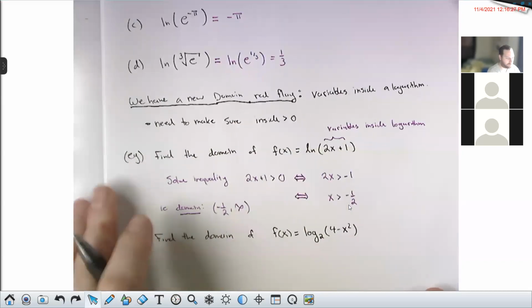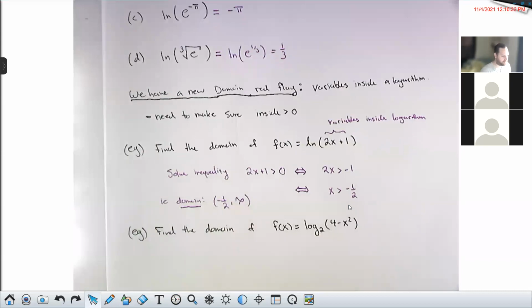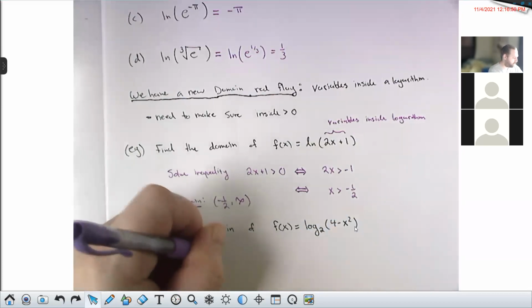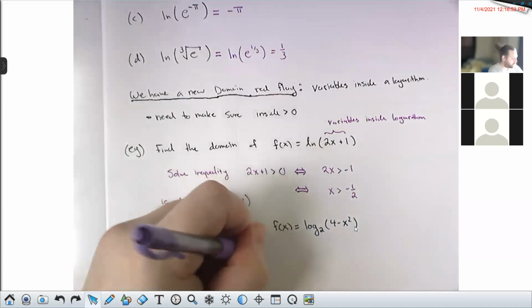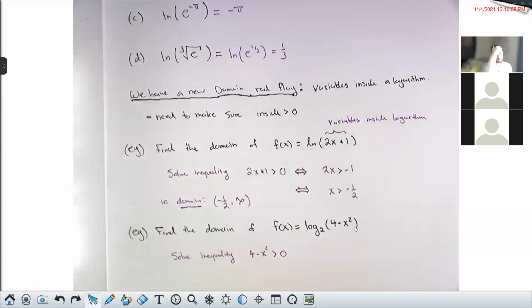So if I want to find the domain of ln, or sorry, log base 2 of 4 minus x squared, the only red flag that's present here anywhere is coming from this variable stuff, which is inside the logarithm. So here we need to solve the inequality 4 minus x squared is greater than 0. Anybody remember how to do this? This is the sort of thing that we were just working on.